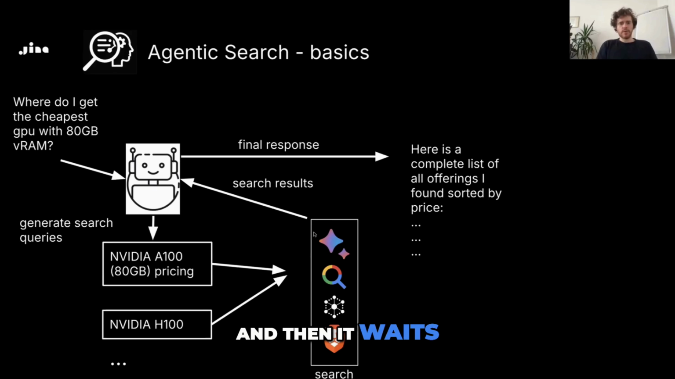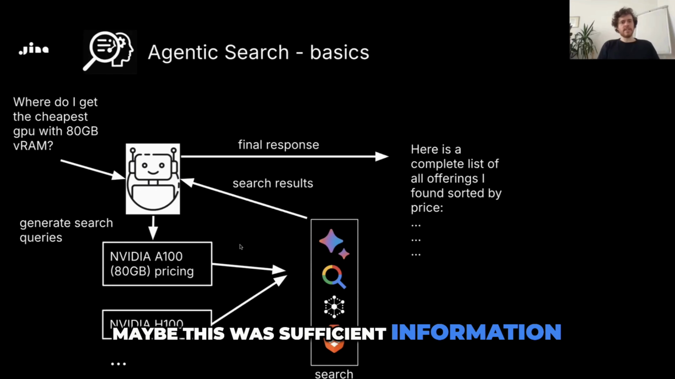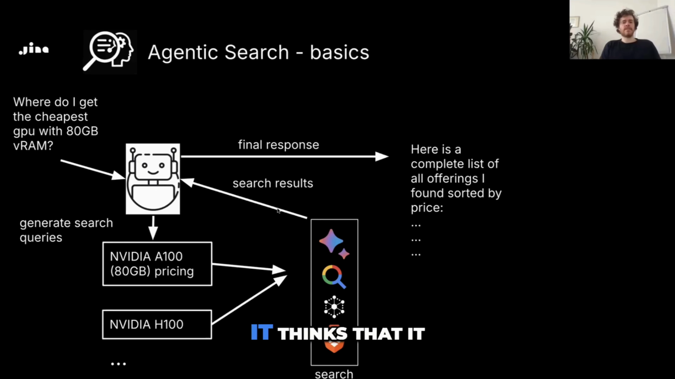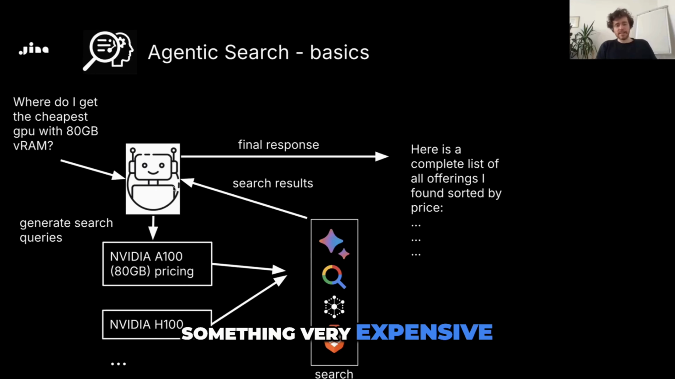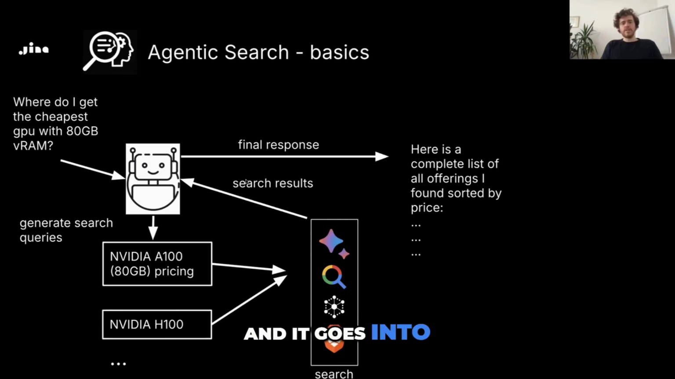And then it waits for the results from the search engines. And then it decides. Maybe it already knows the answer. Maybe this was sufficient information. It already found something that is so cheap, it thinks that it won't find something cheaper. And it returns the final response. But maybe it finds something very expensive. It thinks it's expensive, and it goes into another iteration, thinking again about new search terms it can feed into these engines and then get proper search results. And it goes until at some point it thinks it can output a final response.